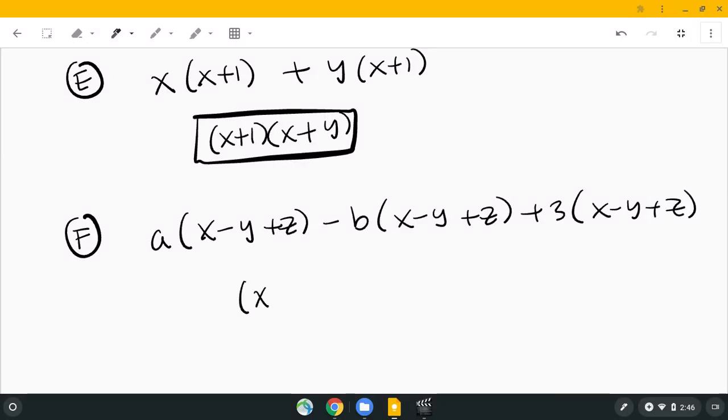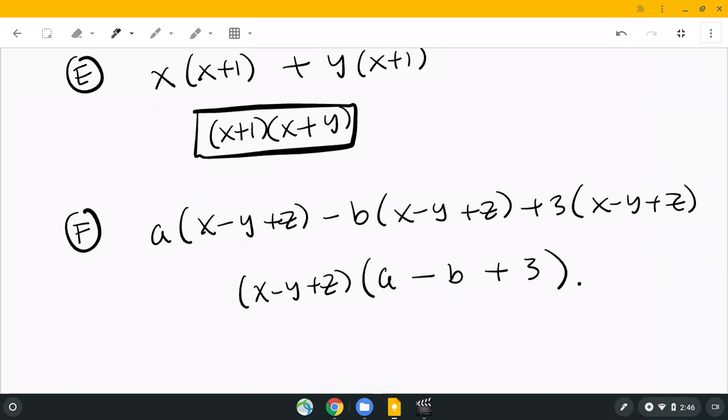Good. So I'll factor out x minus y plus z, and I'll be left with a minus b plus 3. It's what you have left when you take these out, right? Because you factored it out. So you'll be left with a minus b plus 3. All right, so that is leading us into factoring by grouping.